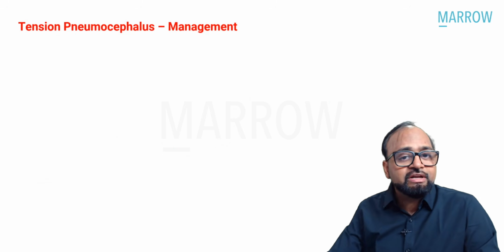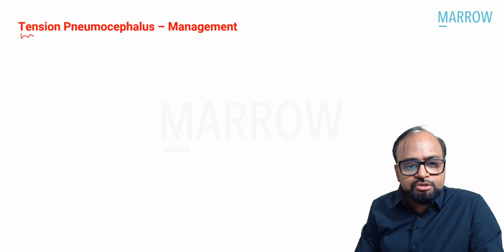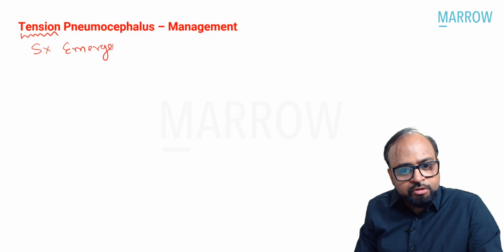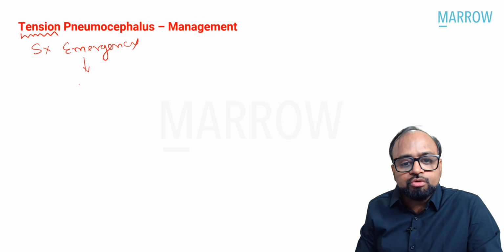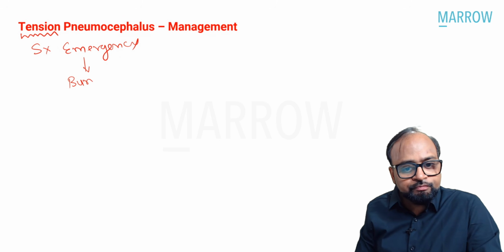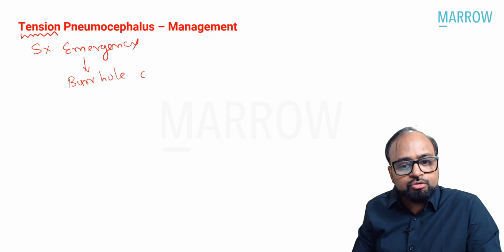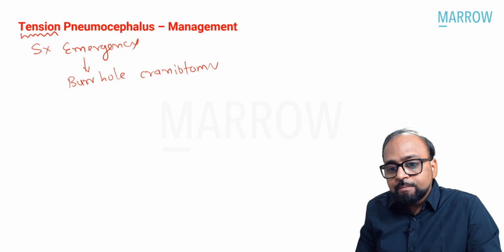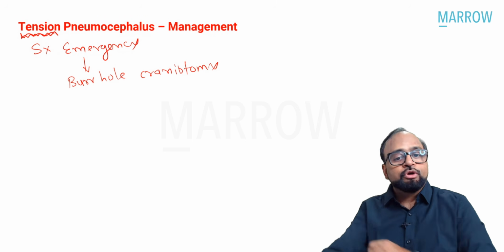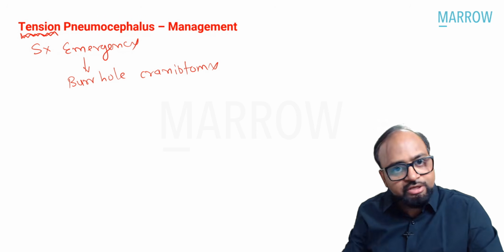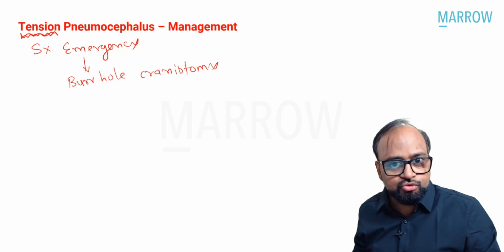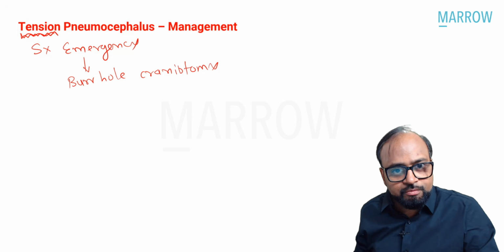So tension pneumocephalus, remember I told you, whenever you see this word tension, remember that this is a surgical emergency, right? So we might have to do a burr hole craniotomy, to remove the air, or rather relieve the pressure component, the tension component of the pneumocephalus. Gradually the air would then decrease, but the pressure component causing mass effect on the brain is going to adversely affect the condition of the patient.